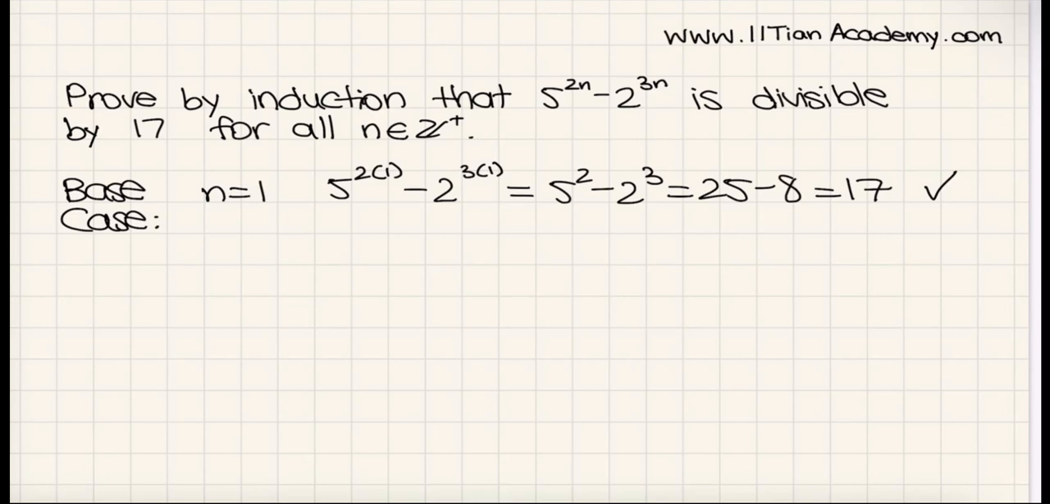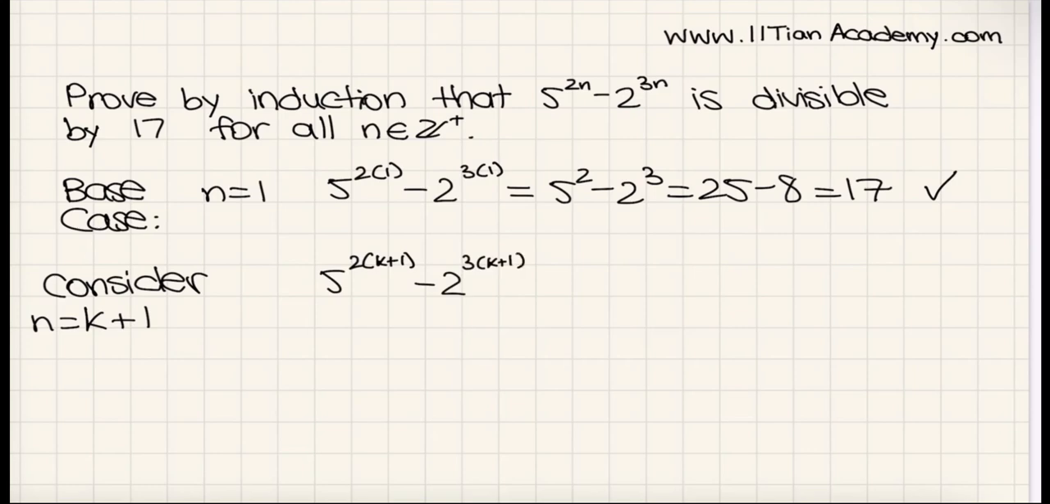Okay, now we need to make sure that this is true for the other cases as well. So let's consider n being equal to k plus 1. It needs to be true for all of these cases. So if n is equal to k plus 1, we're going to have 5 to the power of 2 times (k plus 1) minus 2 to the power of 3 times (k plus 1), which is equal to 5 to the power of 2k plus 2 minus 2 to the power of 3k plus 3.